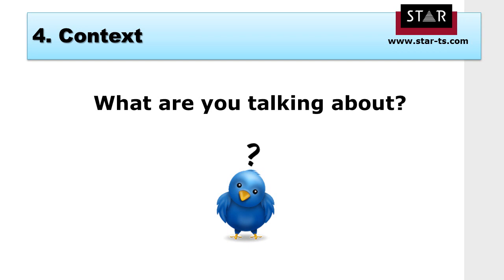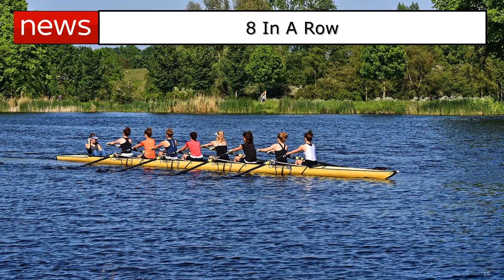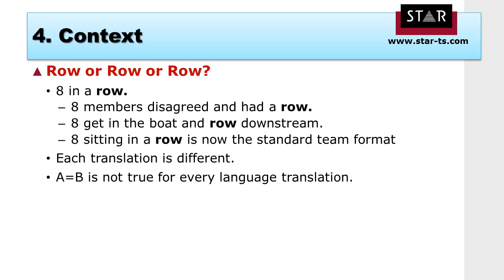Okay, so let's talk about context and what we're talking about. So what does this say? Most people, when they see this, will say it says 8 in a row, but that's not entirely correct. That sentence actually has many different meanings and connotations. So 8 in a row could mean 8 members disagreed and they had a row, because remember it said news at the left hand side.